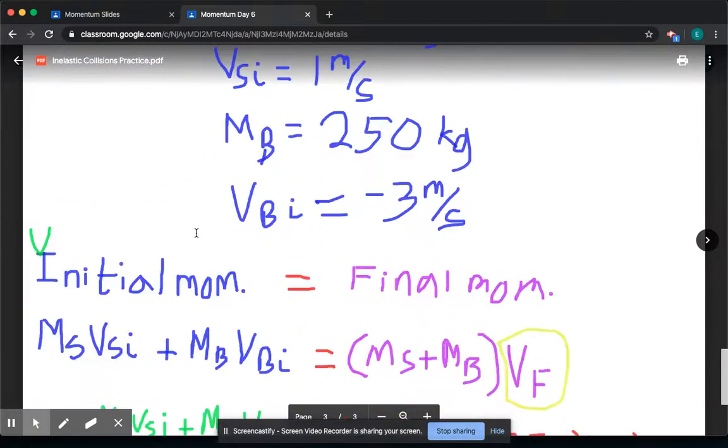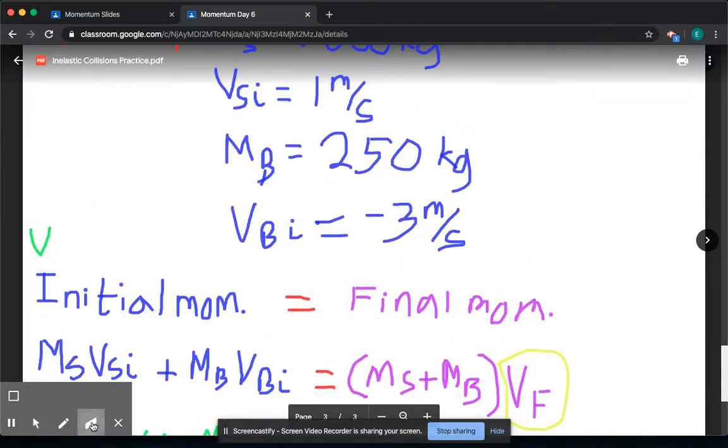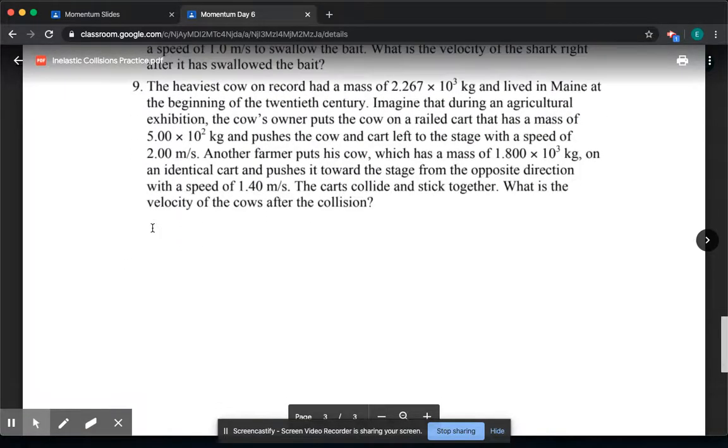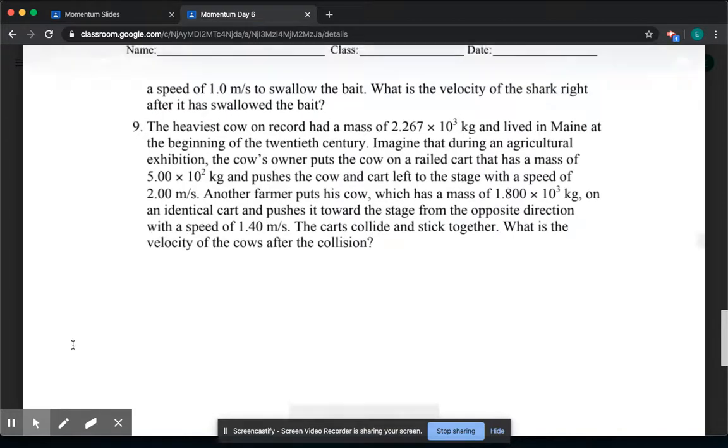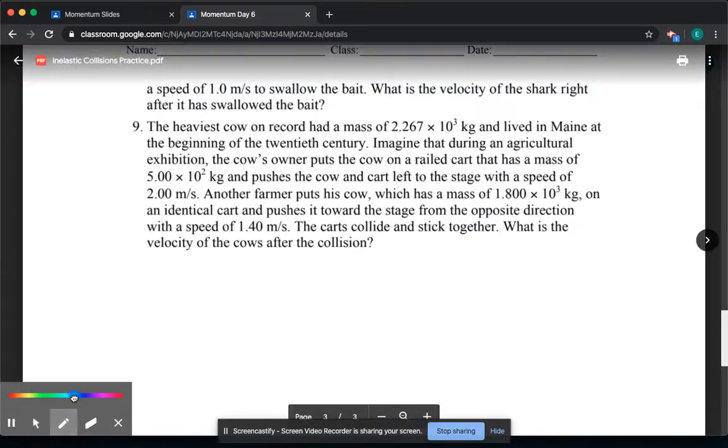Now I'm going to erase all this and try to do number 9. Let's see if we can do it a little more efficiently here. In number 9, what are we given? Number 9 is similar to number 8. I think we're looking for the same thing.